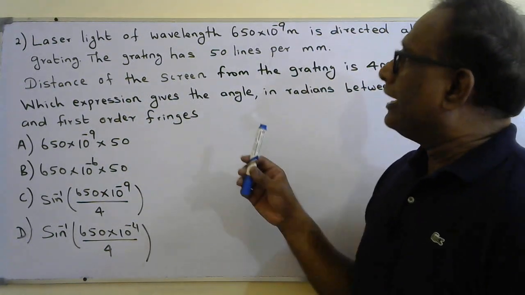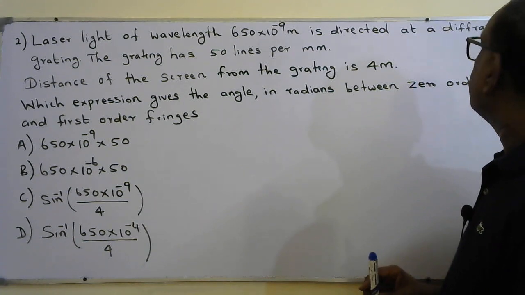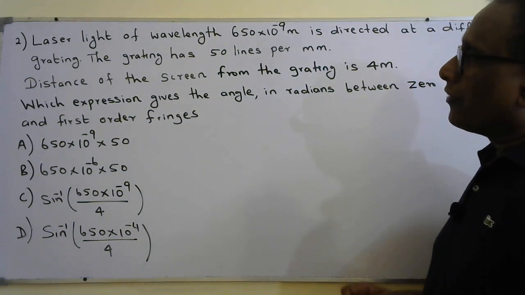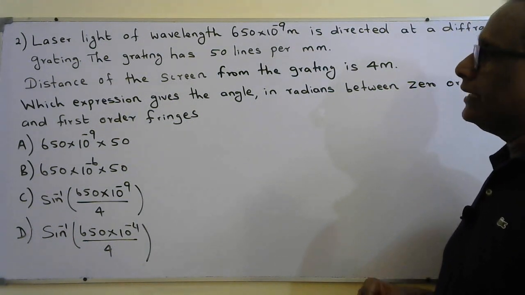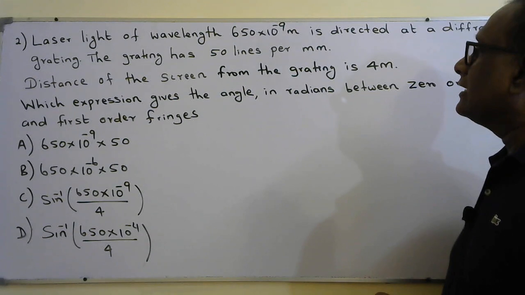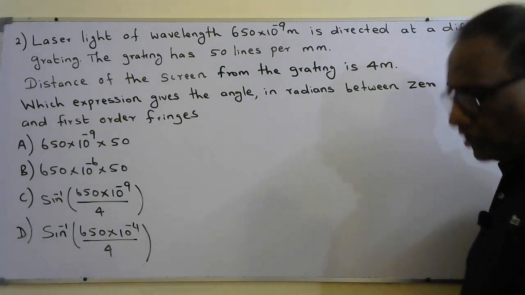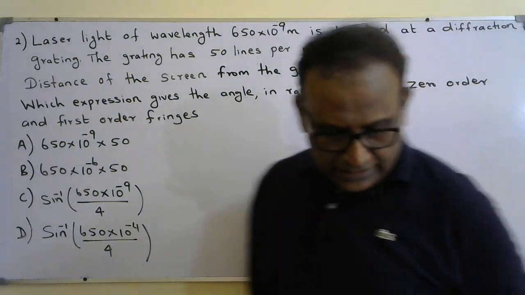Laser light of wavelength 650 × 10 to the power minus 9 meters is directed at a diffraction grating. The grating has 50 lines per millimeter. The distance of the screen from the grating is 4 meters. Which expression gives the angle in radians between the zero order and the first order fringes? Okay, so it's not a big thing.